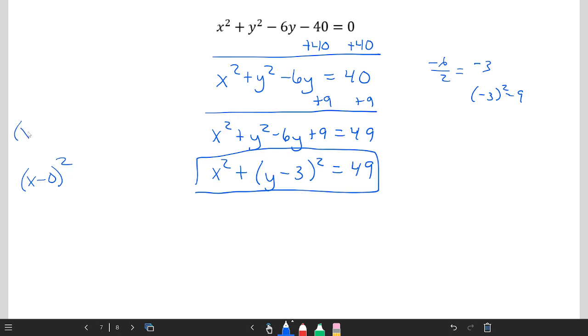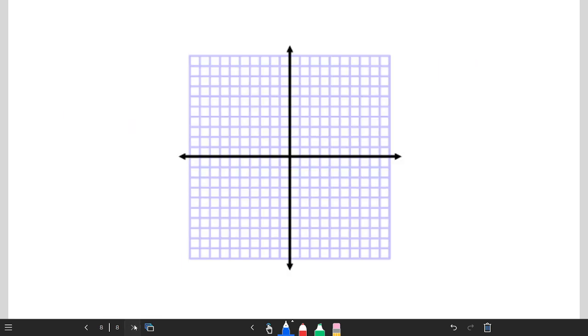So when you're comparing that to your circle formula, h is 0 for this one because we have x minus 0 squared. So when we're identifying the center, h is 0, k is 3. So the center is at 0, 3. And then r squared is 49, so the radius is 7. And then we can graph that just like we did before.